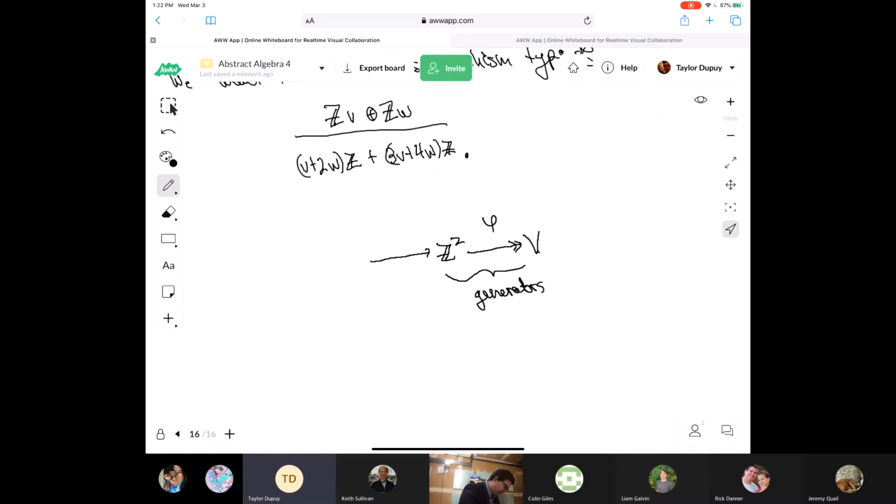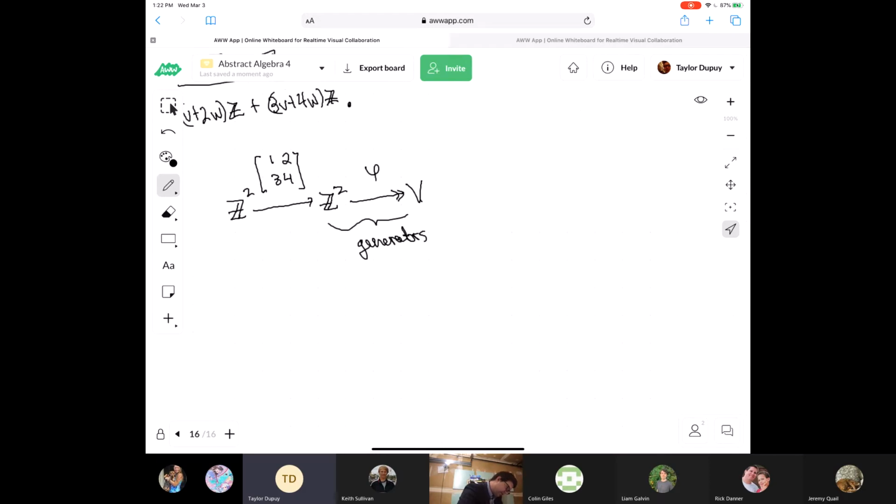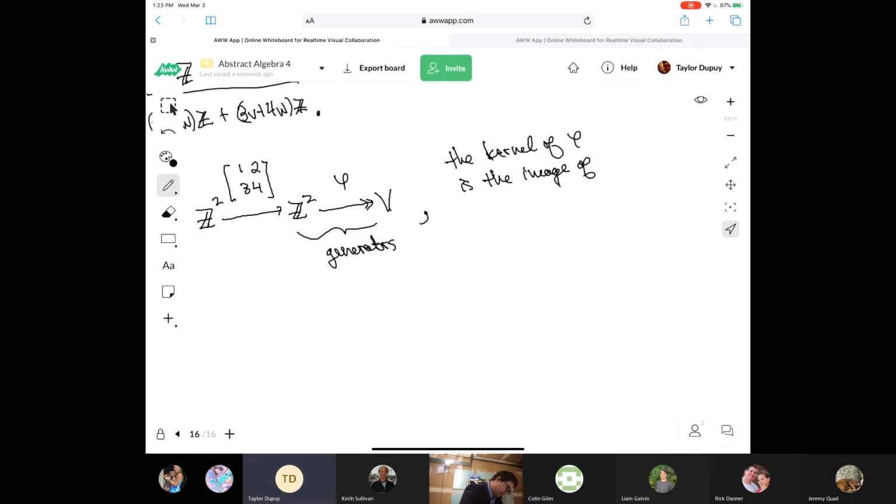Okay, the kernel of this map is the image of this. So 1, 2, 3, 4. Okay, so the kernel of this map, let's see, Z2. So the kernel of phi is the image of this thing here of 1, 2, 3, 4.